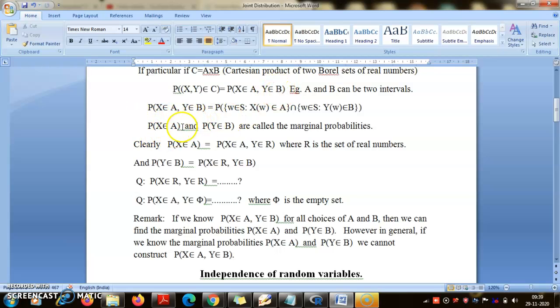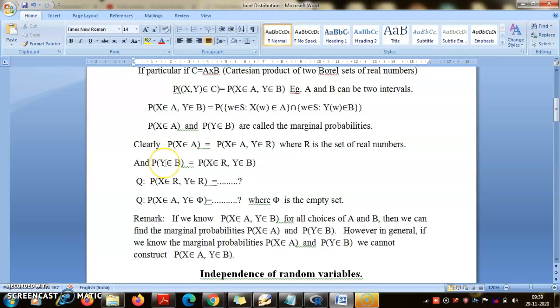So if we simply look at the probability of X in A, being silent about Y, then that is called the marginal probability of X. And similarly, if I talk about the probability of Y in B, being silent about X, then that is called the marginal probability of Y. Now if I know the joint probabilities, then from there I can find out the marginal probabilities like this. When you are interested in finding the probability of X in A, but you know the joint probabilities, you simply take B equal to R. That means you are considering all the values of Y. Similarly, when you are interested in finding the probability of Y in B, then this is the probability of X in R, Y in B. Why?